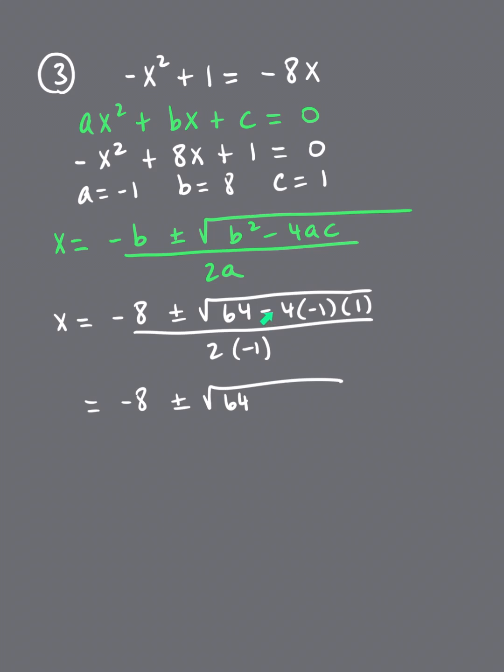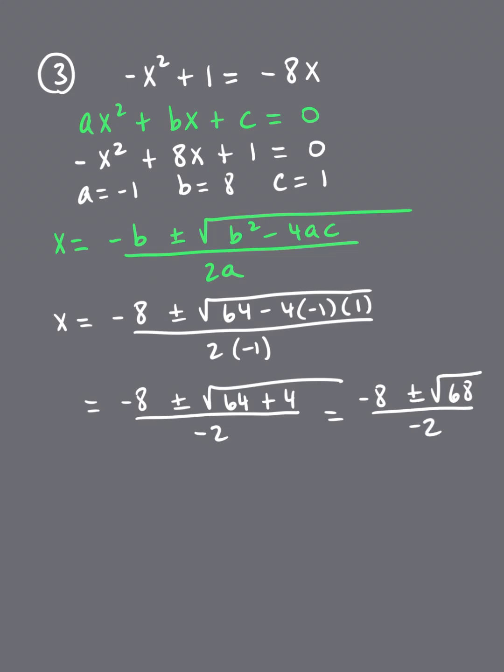So what we want to do is make sure we're watching these signs here. So we have minus and negative, so this is actually going to turn into adding. So we're going to end up adding 4 times 1 times 1. 2 times negative 1 is negative 2. So we have negative 8 plus or minus the square root of 68 over negative 2.